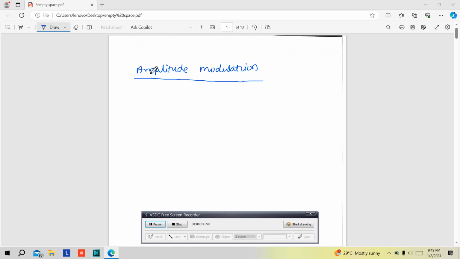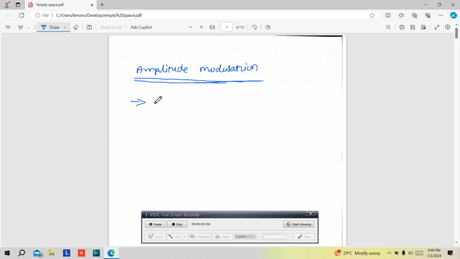Explain about amplitude modulation. What is amplitude modulation? We will cover the time domain representation and the frequency domain representation of amplitude modulation. First, what is amplitude modulation?